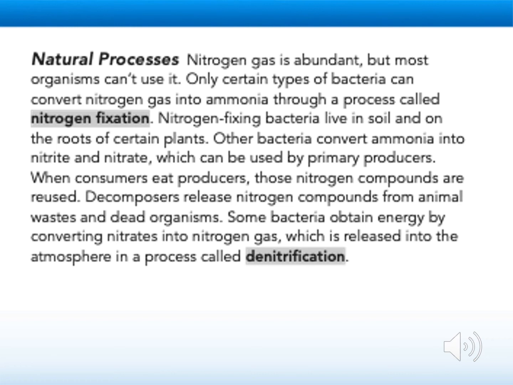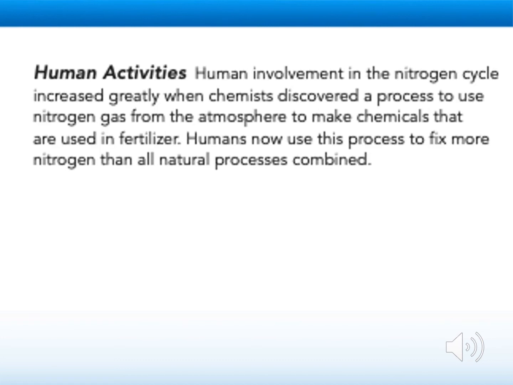When consumers eat producers, these nitrogen compounds are reused. Decomposers release nitrogen compounds from animal waste and dead organisms. Some bacteria obtain energy by converting nitrates into nitrogen gas, which is released into the atmosphere in a process called denitrification.